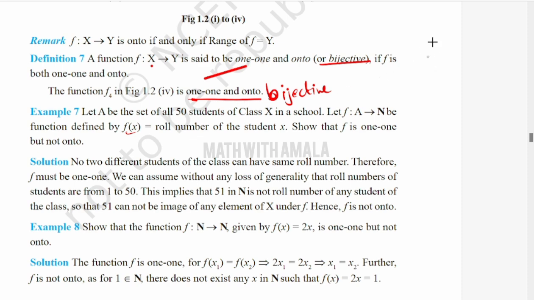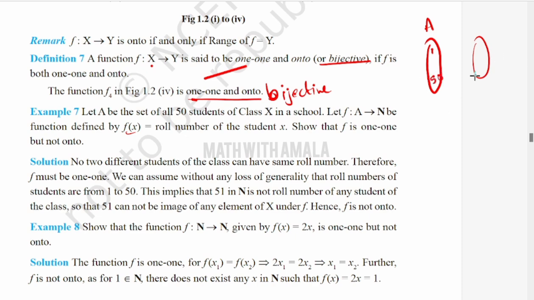Let A be the set of all 50 students of class 10 in a school. Let f from A to N be a function defined by f of x equal to the roll number of the student x. Show that f is 1-1 but not onto.